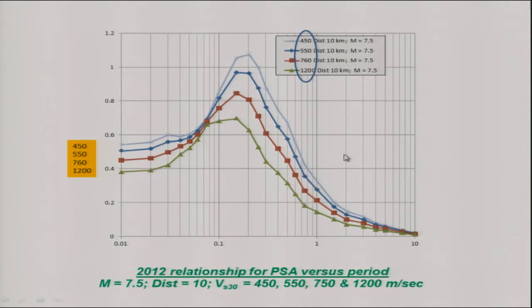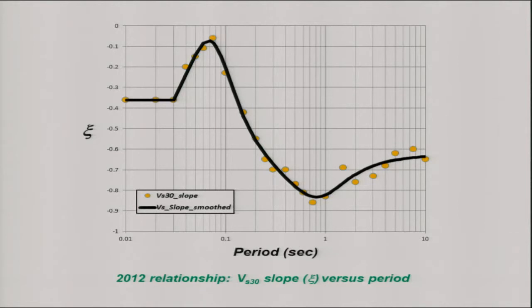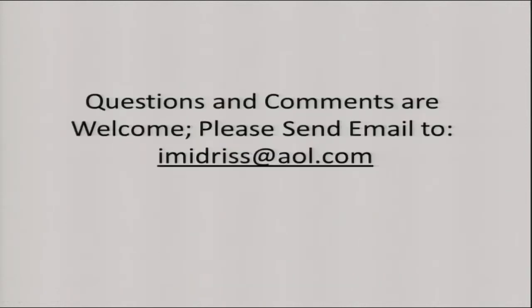So the key change for the Idriss model is that now he has VS30 scaling. This is, I believe, the last slide, the VS30 slope, where the dots are coming from the regression, and he did a smoothing of the slope versus period.